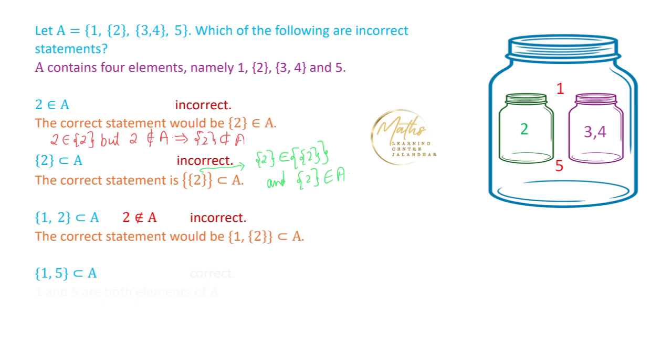So clearly, in this case, we are saying that 1 belongs to A, and 1 belongs to the set {1, 5}, and 1 belongs to A. Further, we have 5 belongs to the set {1, 5}, and 5 belongs to A. So what we are saying is that both the elements of this set are present in the set A. So this statement is correct, because 1 and 5 both are elements of A.